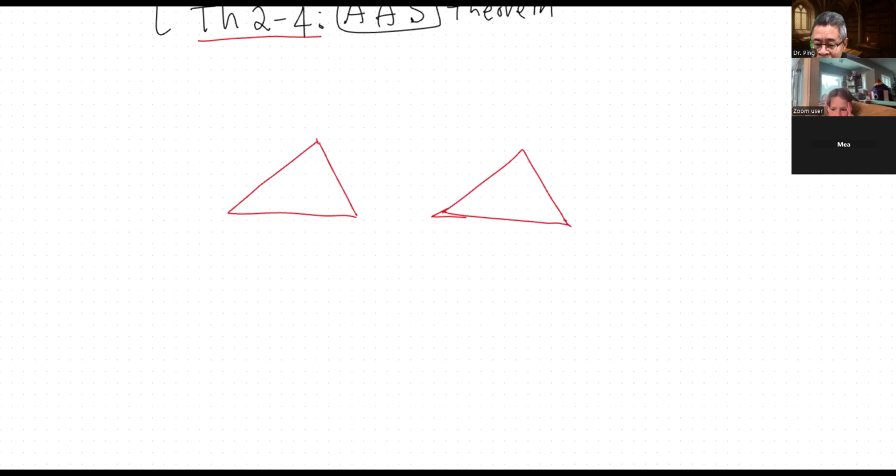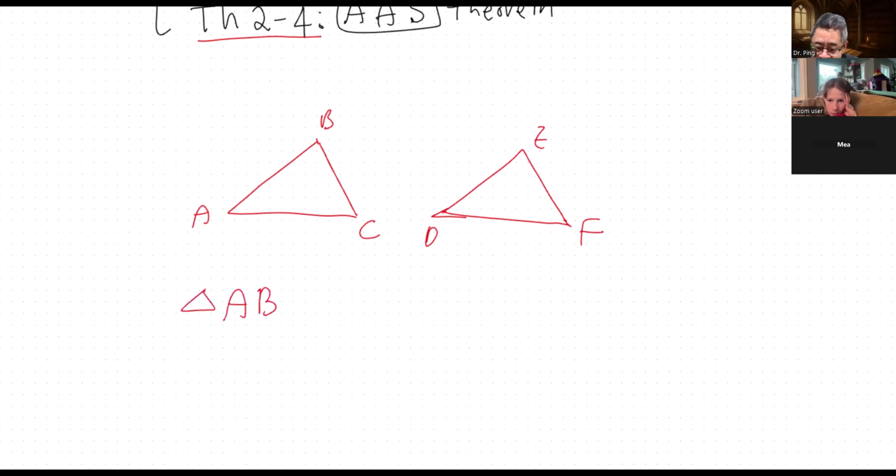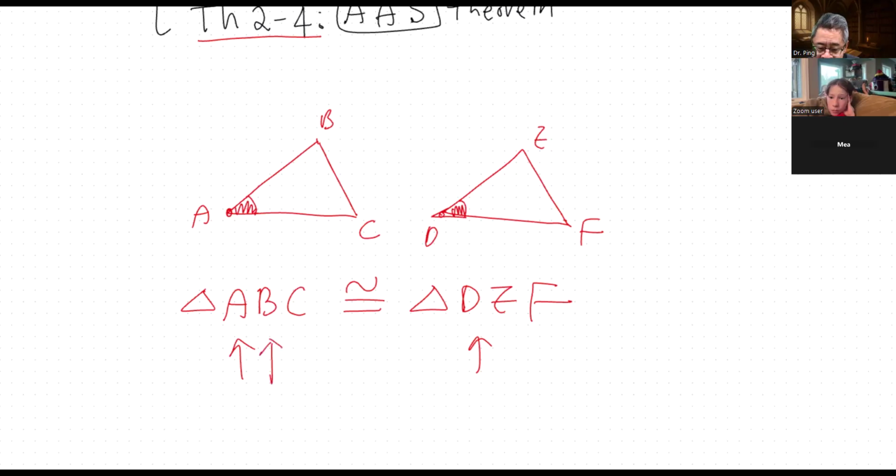So if we call this ABC and this DEF, which means triangle ABC is congruent to triangle DEF. When we write it like that, we mean that A and D match, so the angles will have exactly the same measure or same degree. And B, the second letter, will match the second letter on the other triangle.